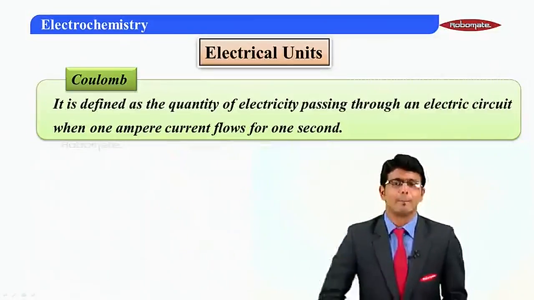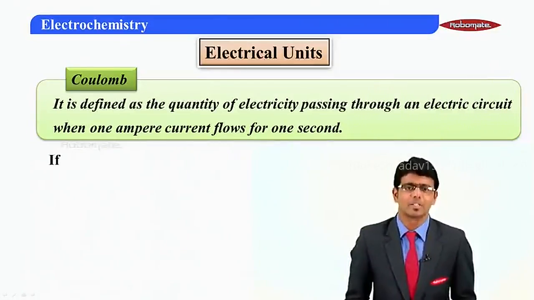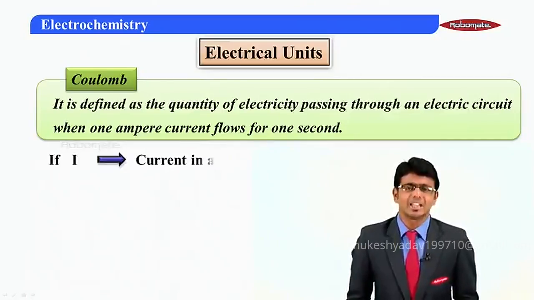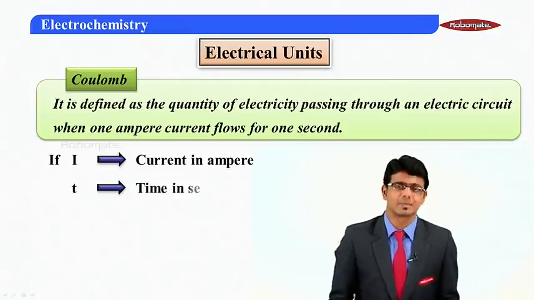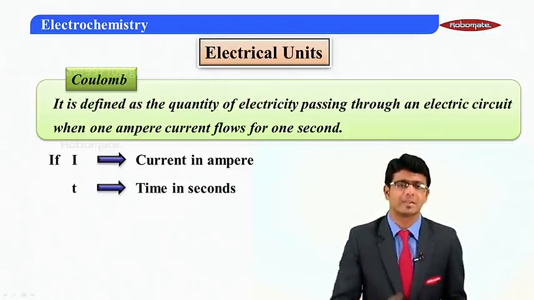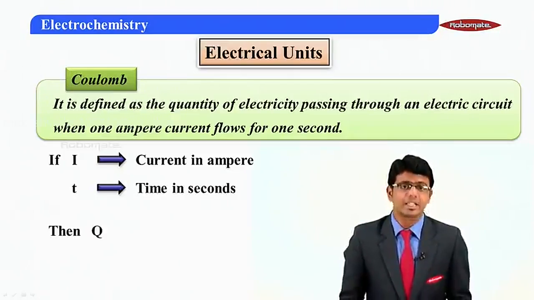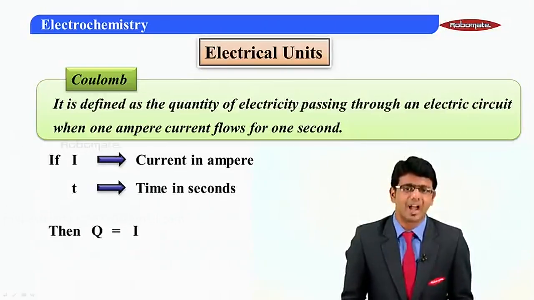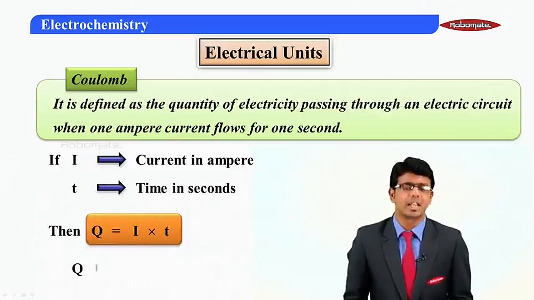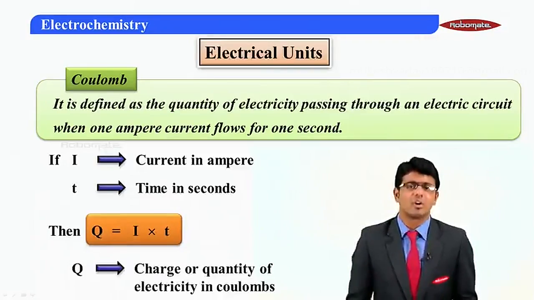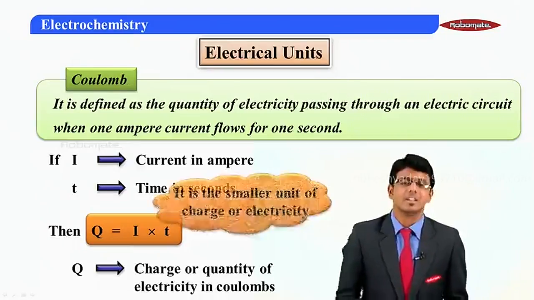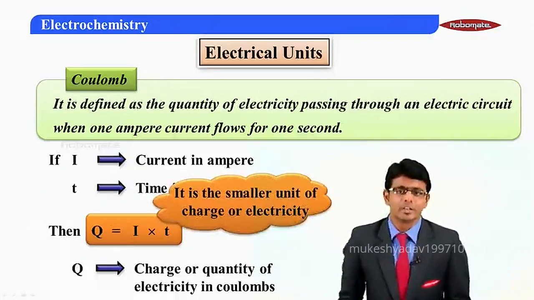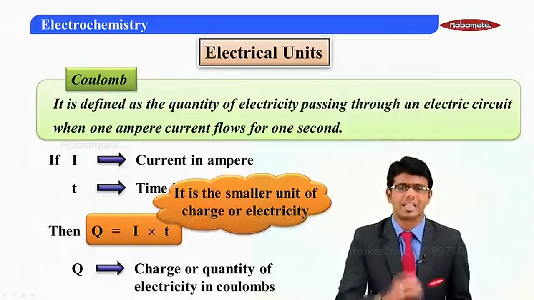Mathematically, I is current, which is expressed in amperes, and T is time in seconds. Therefore, Q is equal to I into T. Here Q is precisely what we call charge or quantity of electricity, in coulombs. It is the smaller unit for charge or electricity.